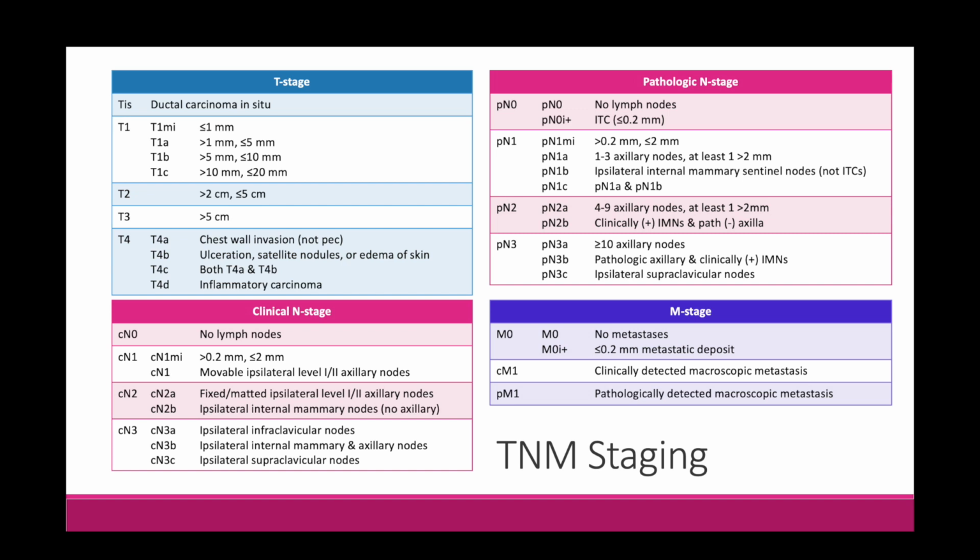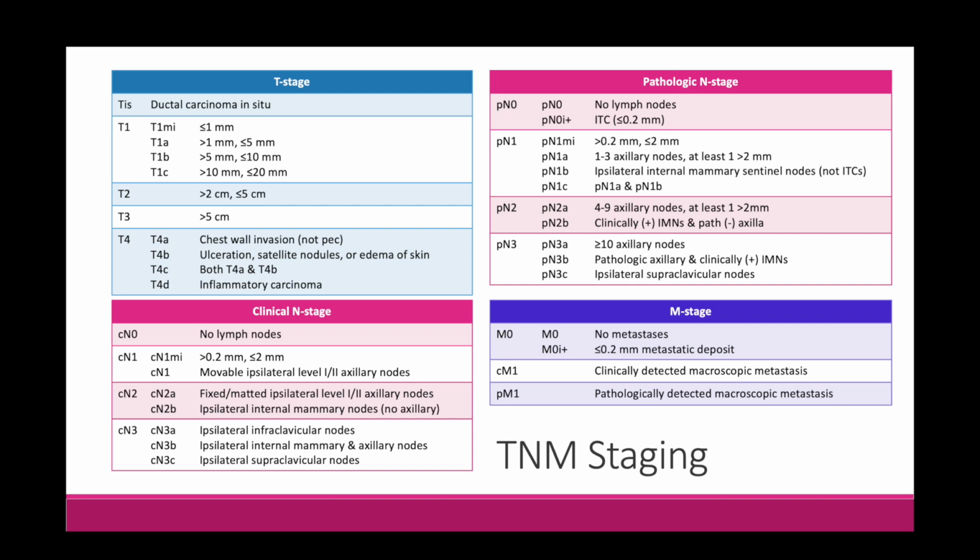CN1 is if we have movable ipsilateral level 1 to 2 axillary lymph nodes. And CN1mi is anything that's greater than 0.2 millimeters and less than or equal to 2 millimeters. But in general, just remember CN1 is movable ipsilateral level 1 to 2 axillary lymph nodes, because that's the first place that lymph nodes are most likely to appear if the cancer spreads to the nodes: the low axilla, which is level 1 and 2.